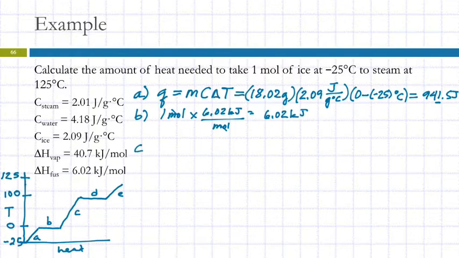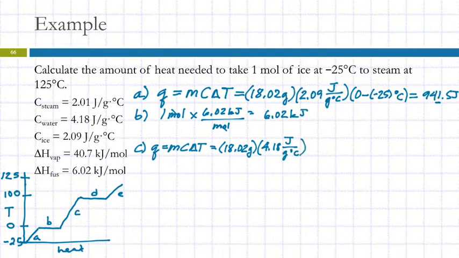Line segment C is slanted. There's a temperature change there. Q equals mc delta T. Well, the mass of my water hasn't changed. I just melted it, that's all. But the specific heat capacity for liquid water is different than for solid. So I need to use this one, 4.18.